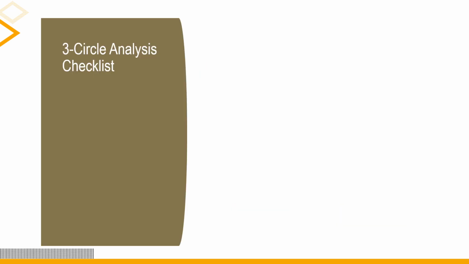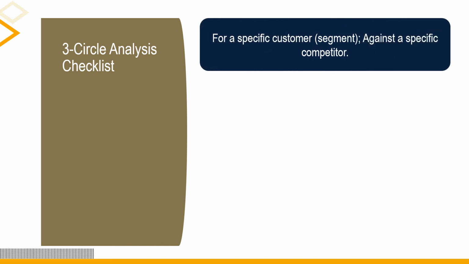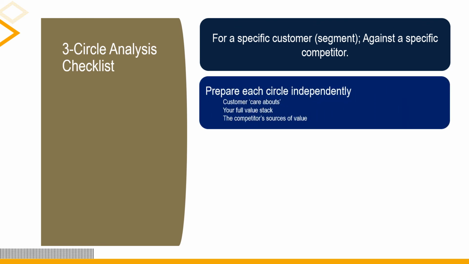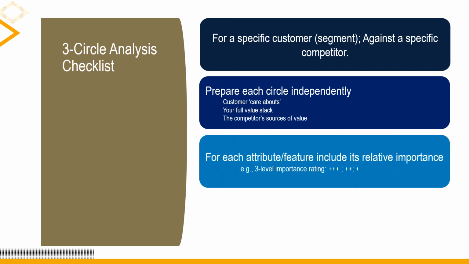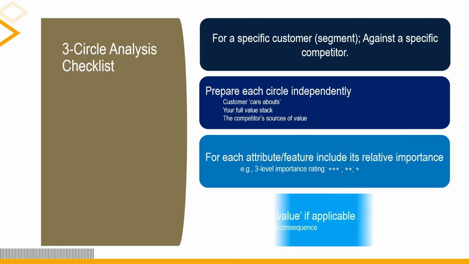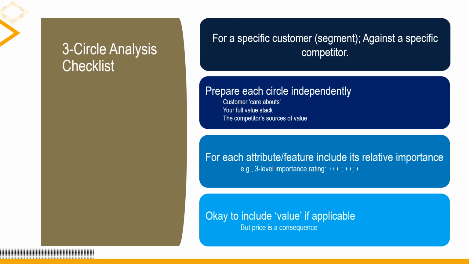Three-circle analysis checklist. Number 1, it is for a specific customer or customer segment and against a specific competitor. Number 2, prepare each circle independently. Number 3, it can be helpful to attach a measure of its relative importance to each attribute or feature. Number 4, it is okay to include value as a customer need or source of value, which could be manifested in something like a larger packet size. But avoid including price, which is a consequence of the value you create.